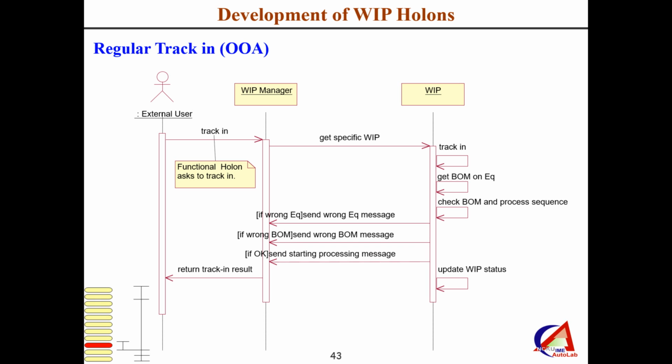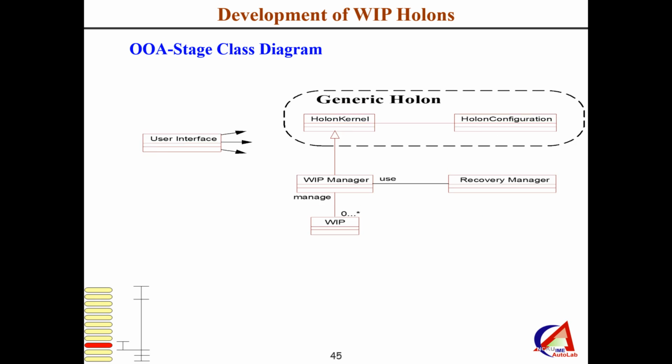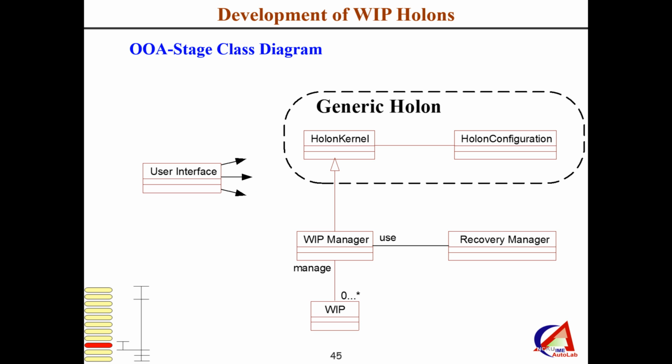Then another sequence diagram. Then this is the OA class diagram. You see, we need to inherit the generic holon, right? So that those 4 generic functions can be implemented easily. But you still need to design the other 4 functions, right? That is the specific functions for whip modules, and this is the OA stage.